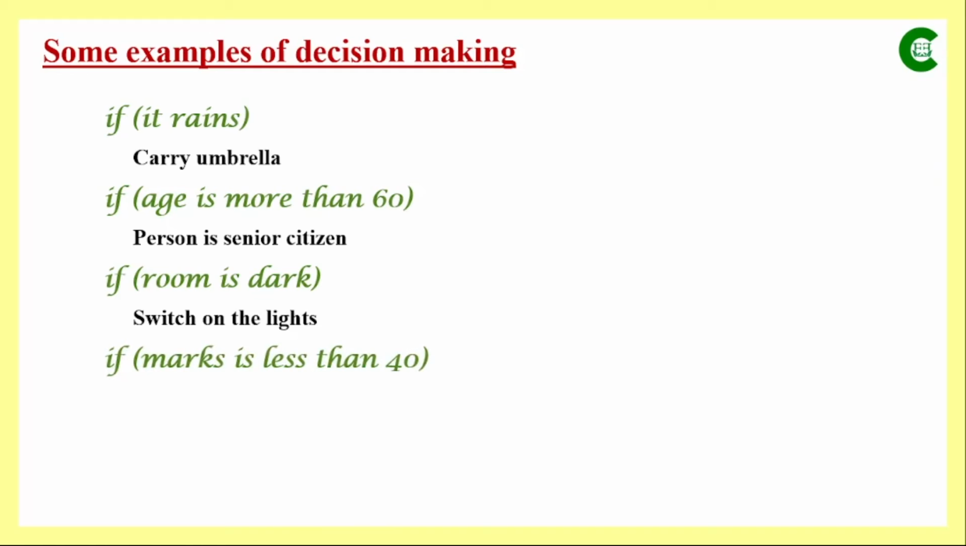If marks is less than 40, then that particular student will repeat the paper. If the code is 5, then only the hobby will be taken as music. So these are the examples where if a particular condition is true, if that condition is satisfied, then based on that we are doing some work, or a statement is executed or will be executed in the program.